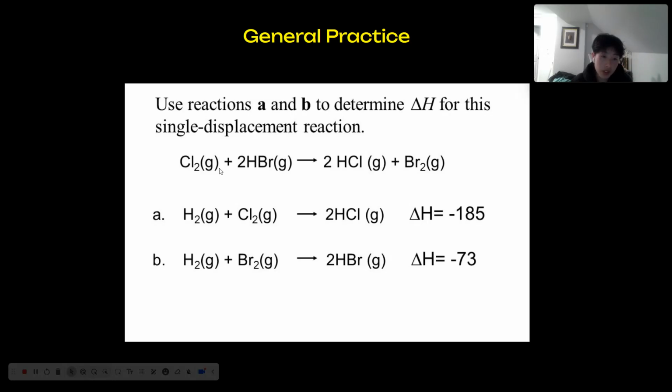And as you can see, we have Cl2 plus 2HBr, yielding 2HCl and Br2. What I usually like to do when I am exposed to questions involving Hess's law is analyze what my products are within the reaction. So in this single displacement reaction, my products are the 2HCl and the Br2. And this is where our reactions A and B will come into play. I'm trying to get my products on this side by using A and B.